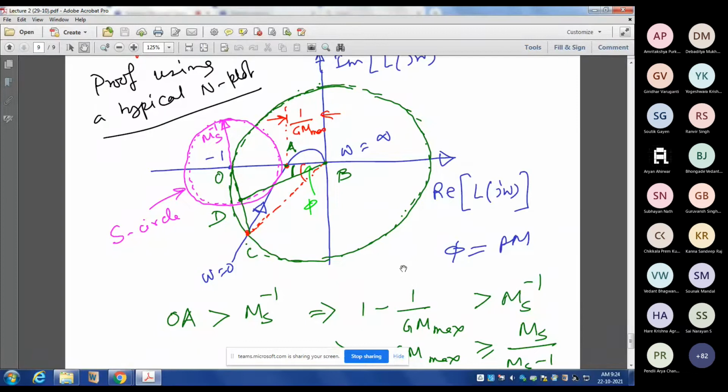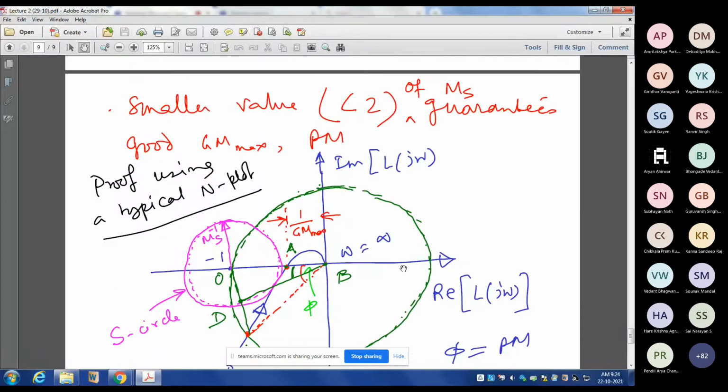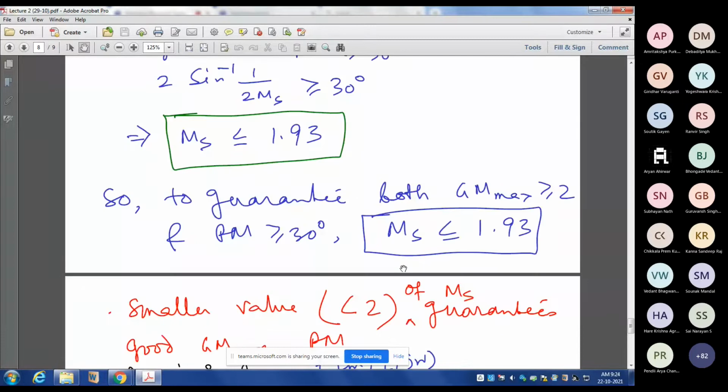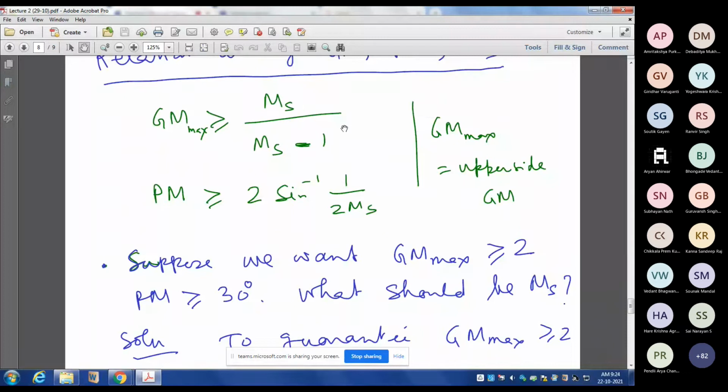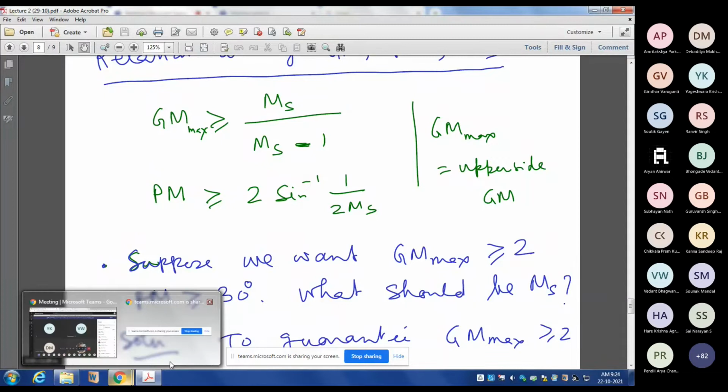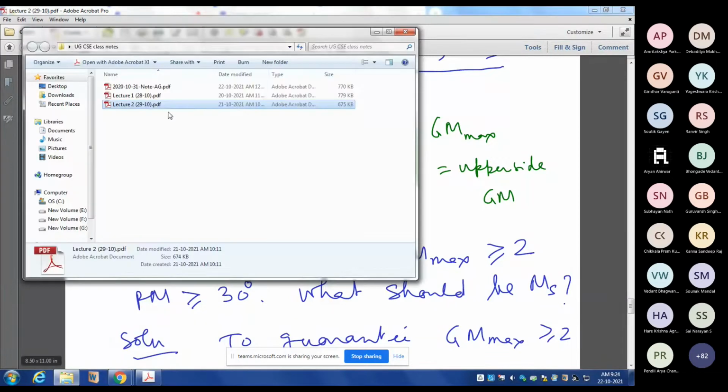So now we will discuss what the inequality is for the lower side. Here I have discussed your upper side GM. Now what is the inequality for lower side GM? A similar kind of inequality should also be there. So now we'll discuss the lower side GM inequality.